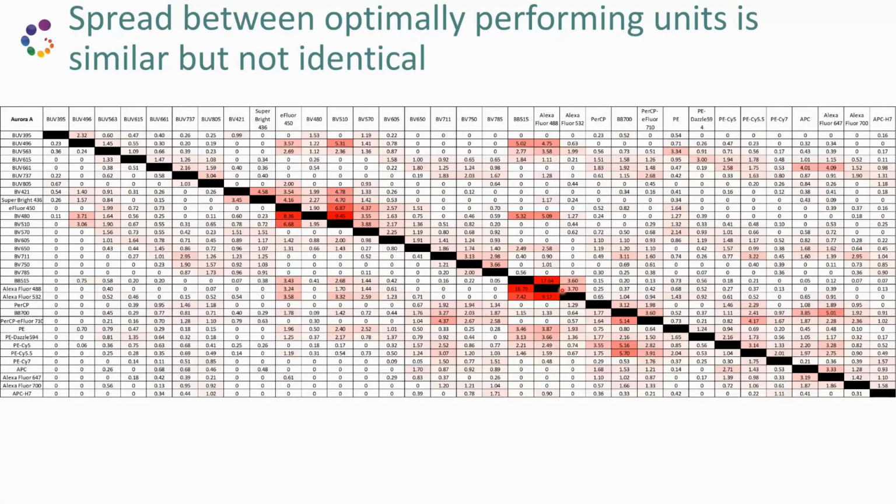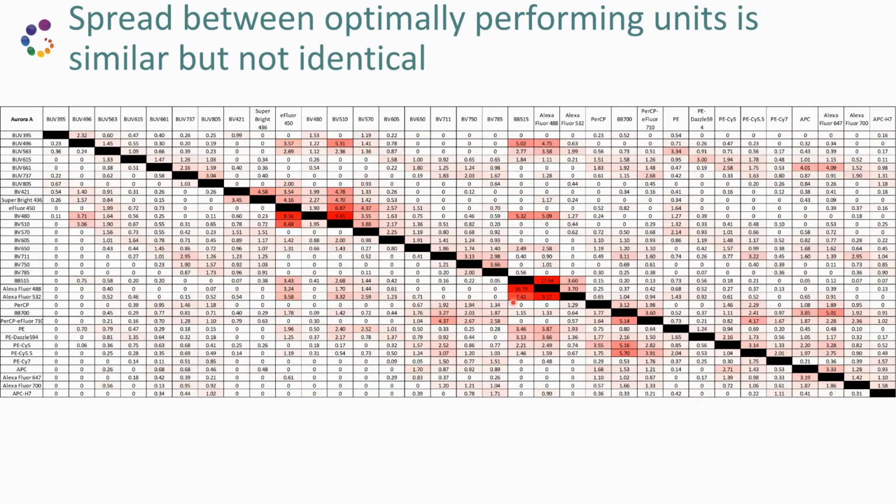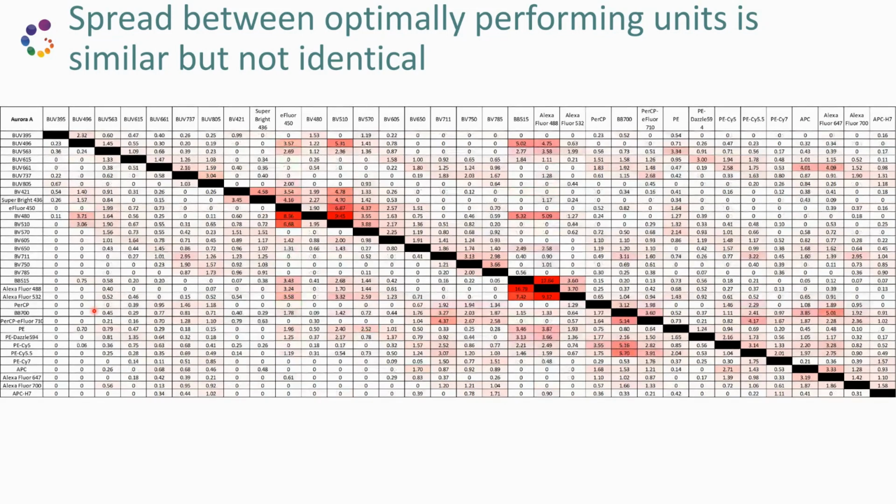So now the question is, this is Aurora A. How does it look in Aurora B? And you're going to see that in Aurora B, things look awfully similar. I'm going to toggle back and forth. You're going to see that the color codes and the areas where there's more spread and the areas where there's little spread are virtually identical.